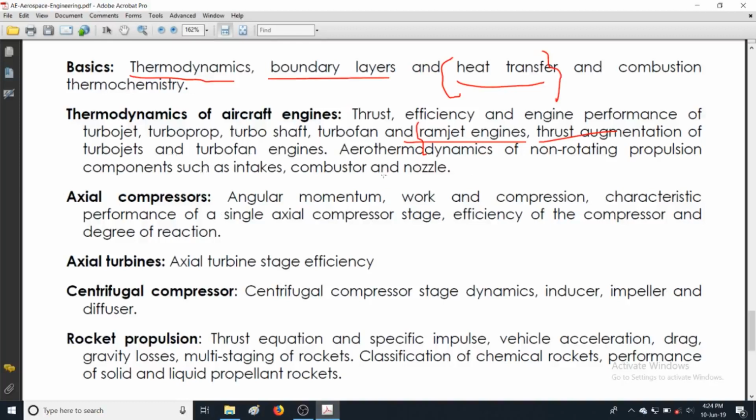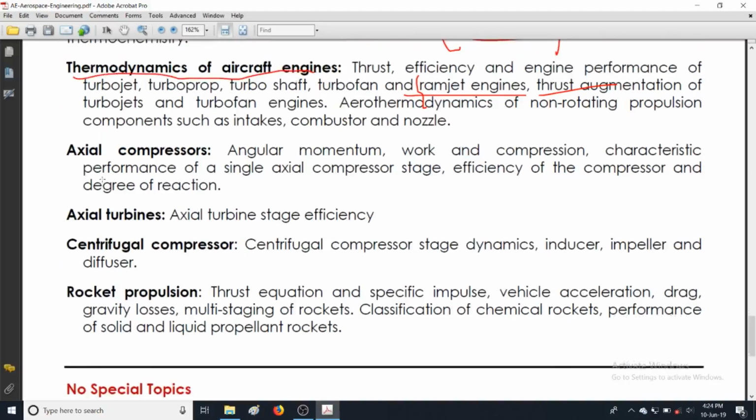We will learn that, and once we learn the aircraft engine part, then we will go for the axial flow compressors, and then the axial flow turbines. In both sections we will learn how to find out the work required and work gained, and then we will learn what is the compression pressure ratio obtained, and then the stage efficiencies and overall efficiency, and most importantly the degree of reaction.